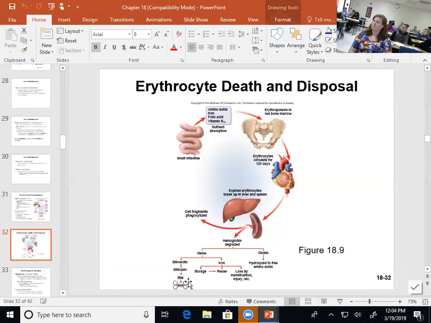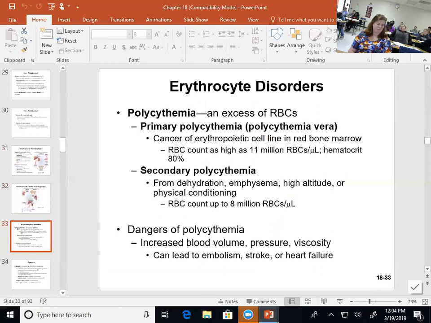Any questions about that? Okay. I have a question. And that'll be all we do. Iron. My mom was diagnosed with hemochromatosis. So she has too much iron? Yes.